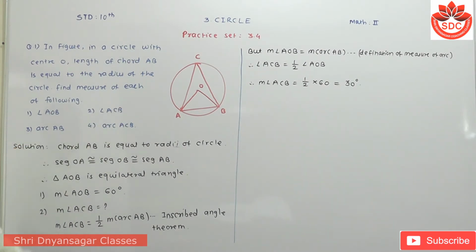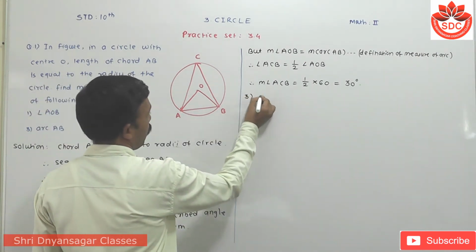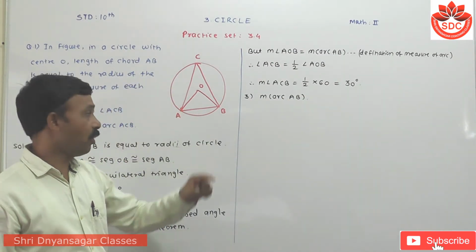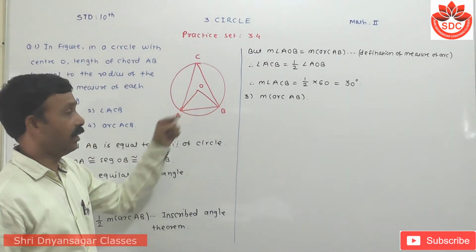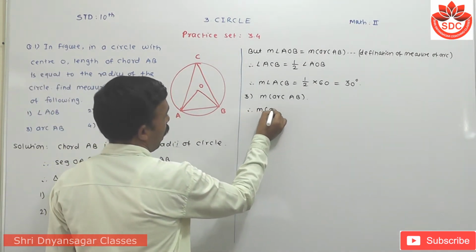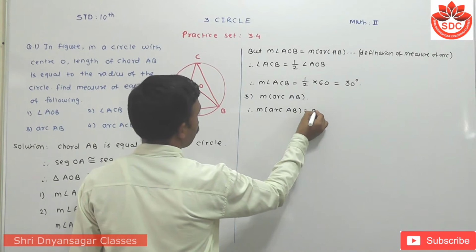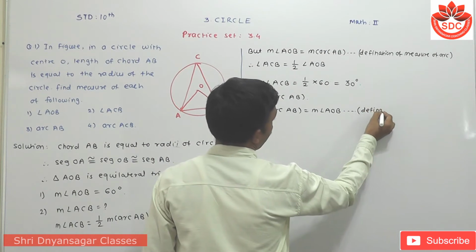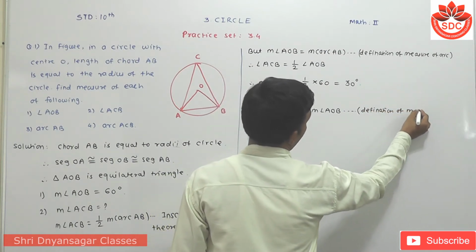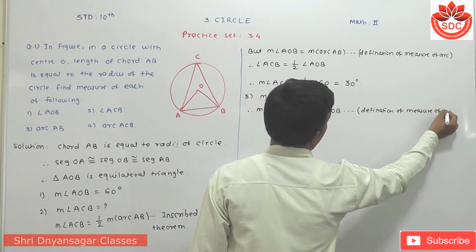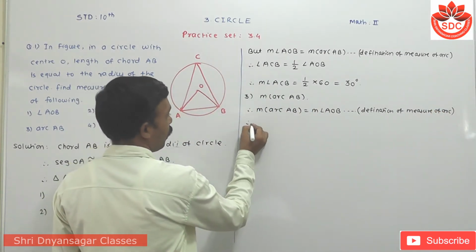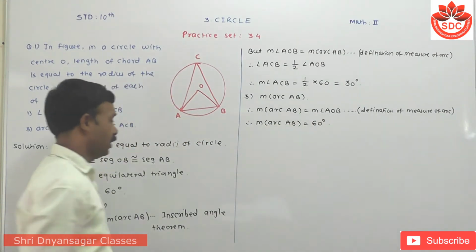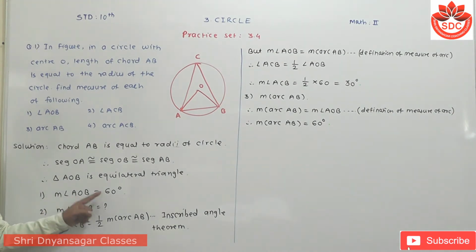Then the third one is the measure of arc AB. Now student, by the definition, the measure of an arc is equal to the central angle. Therefore, the measure of arc AB is equal to the measure of angle AOB, because by the definition of the measure of an arc. Therefore, the measure of arc AB is 60 degrees, because angle AOB is 60 degrees.